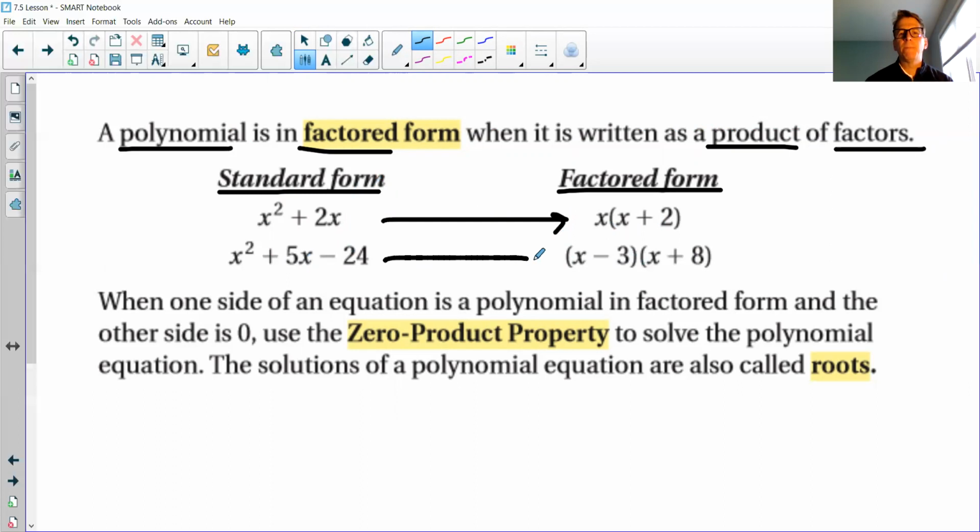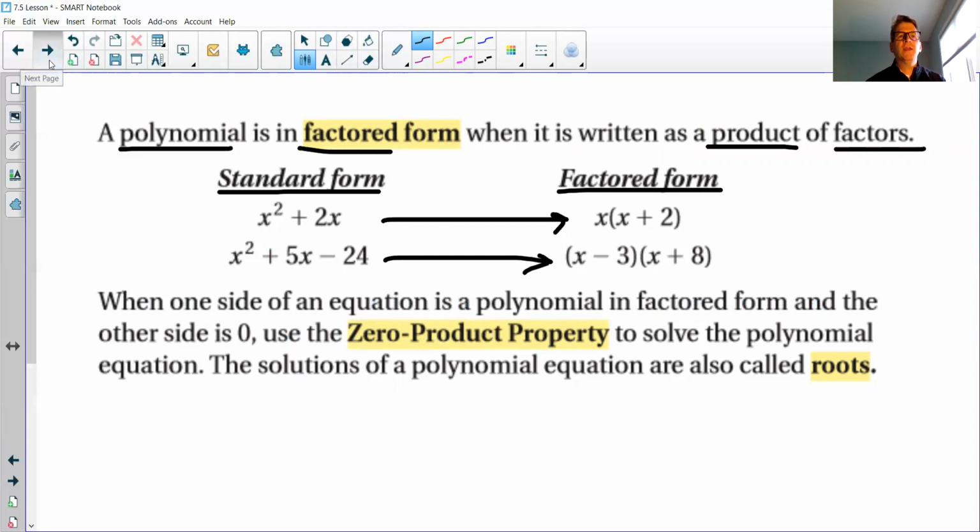We haven't covered factoring yet, but we are going to be covering the solving of it, solving the equation first before we learn how to factor. When one side of an equation is a polynomial in factored form and the other side is 0, we can use the zero product property to solve it. The solutions of a polynomial equation are called roots. So today we're solving polynomials in factored form using the zero product property.